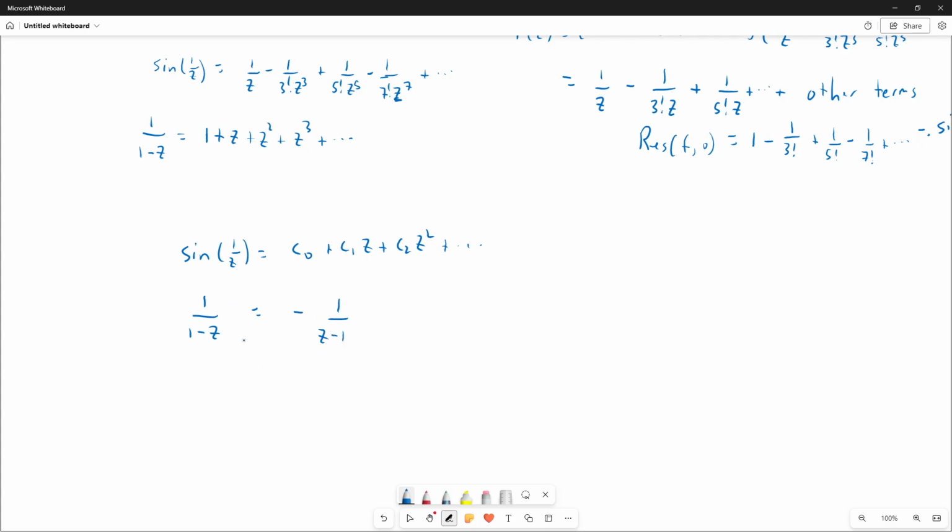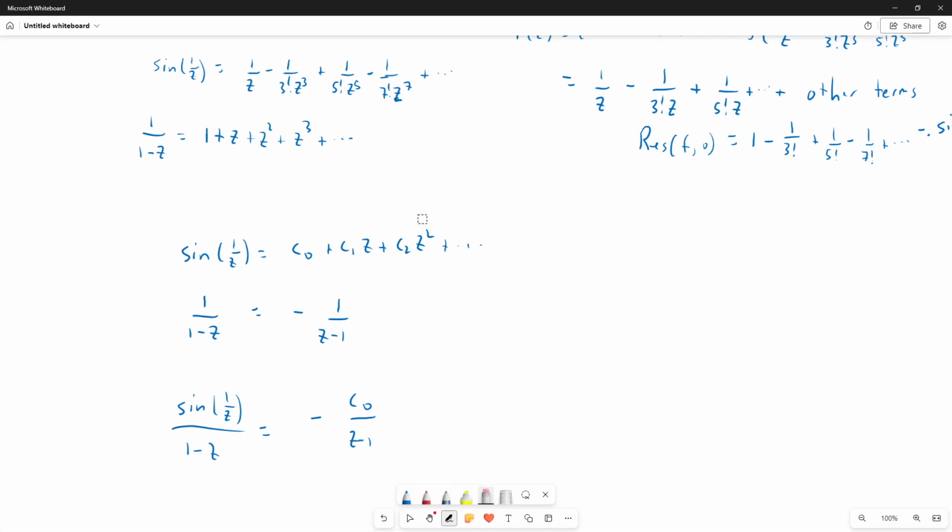So this is its own Laurent series. And we have to multiply these two together. So sine of 1 over z over 1 minus z is equal to negative c0 over z minus 1. I made a small mistake here. Maybe it's a big mistake. These should not be z's. We're looking for the Maclaurin. I called it Maclaurin series. Okay, that was a mistake. It has a Taylor series. Maclaurin series is only centered at 0.